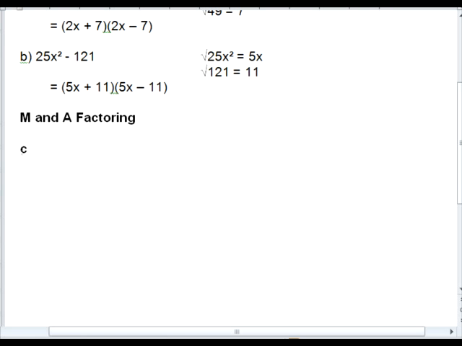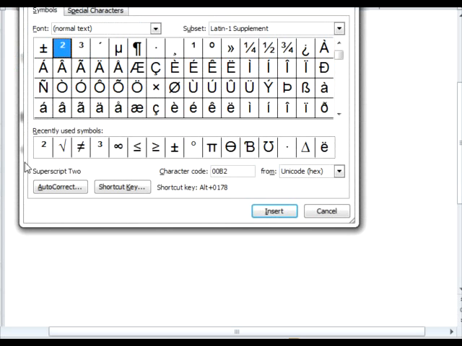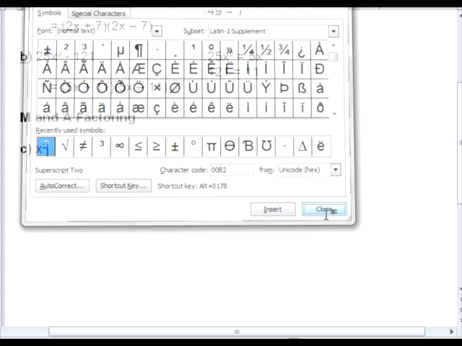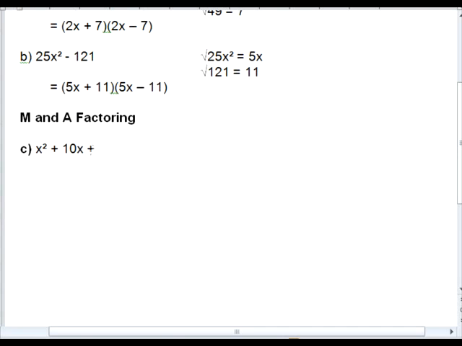Okay, great. So let's start with letter C here. I'm going to say x squared plus 10x plus 24. Okay, so my multiply is going to be 24. The A is going to be 10. The M comes from this part right here. So this plus 24 is going to be your M. This 10 right there is going to be your A.